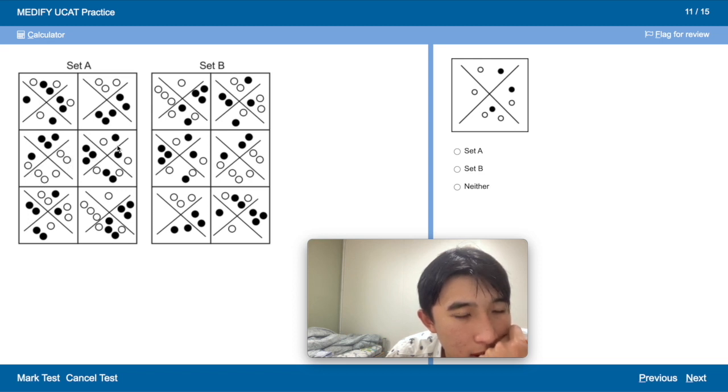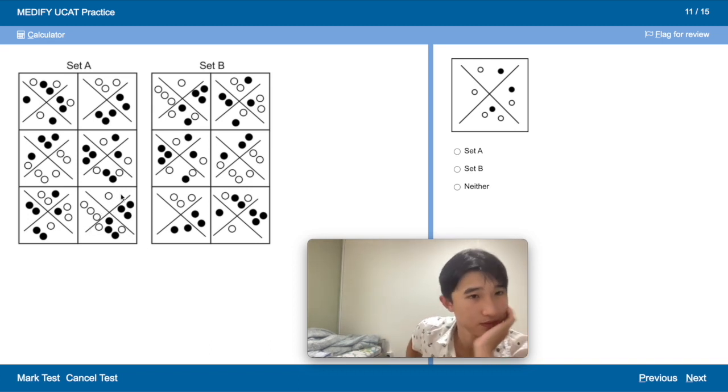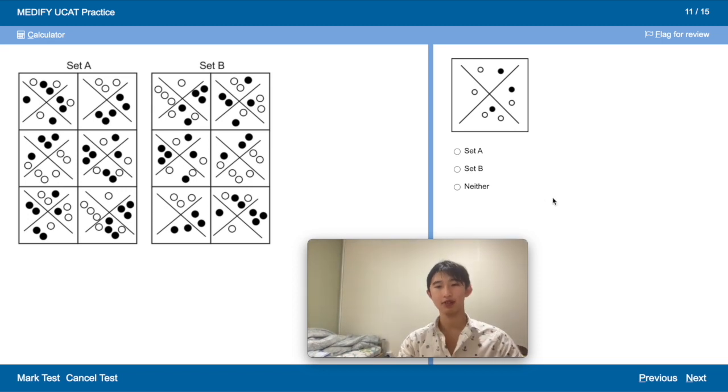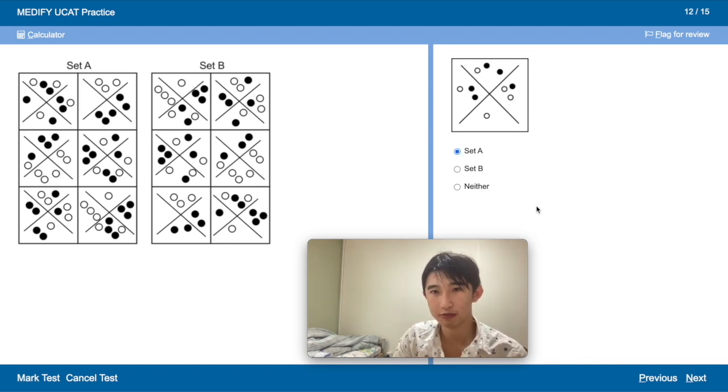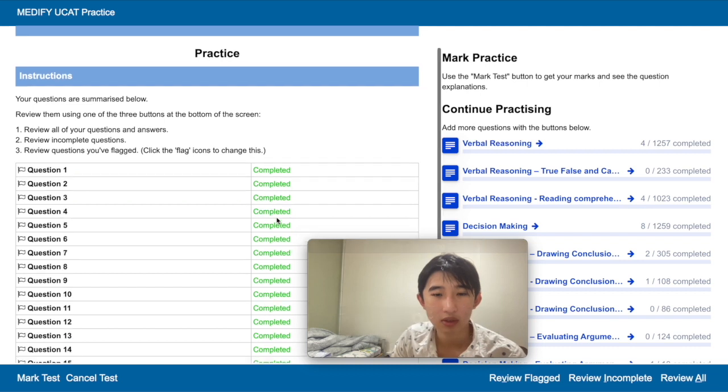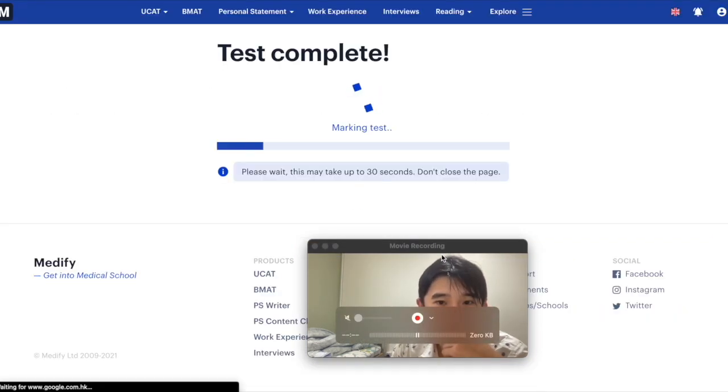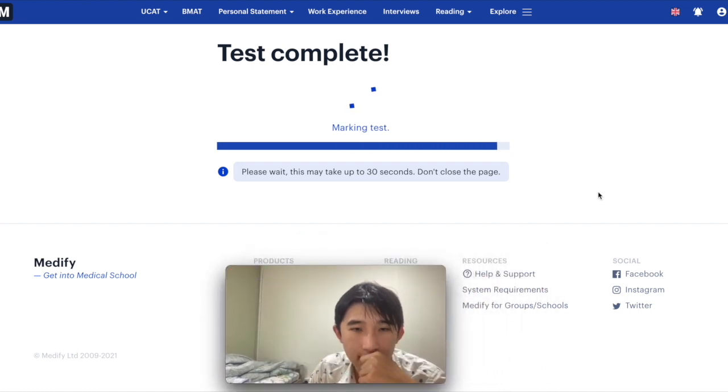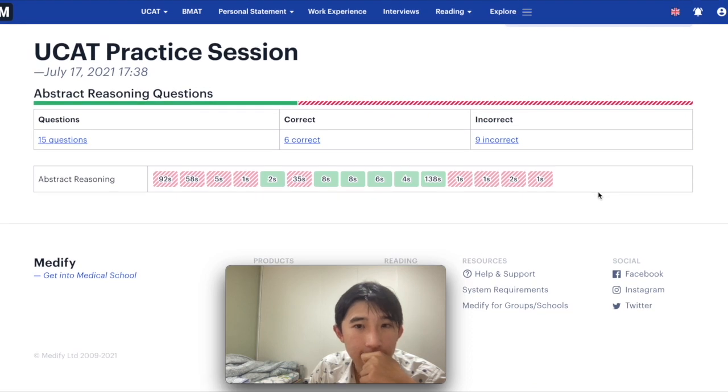6, 7, 4, 6, 5. Okay, I broke there, unfortunately. Hate this section. No idea. I'll get good with practice, I guess. Let's see, God. Hallelujah. That's not very good, is it?